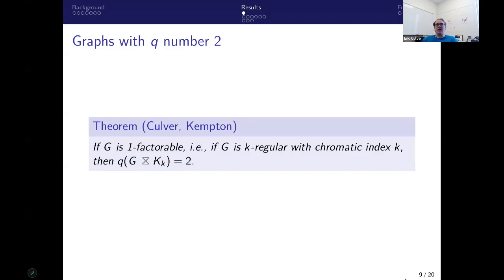And so this is a way to essentially take those graphs which have a one factor and turn them into a graph which has this property that they have a small number of eigenvalues in their inverse eigenvalue problem.